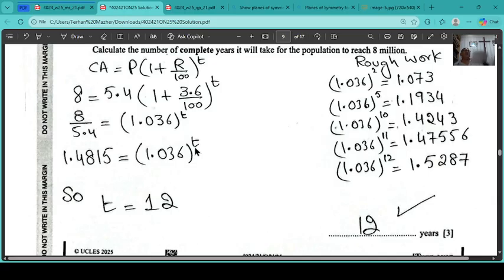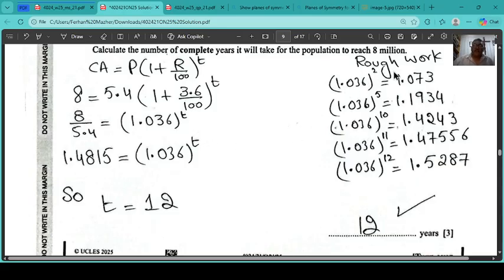I will put 2, I will put 3 power, 5 power, 10 power, 12 power, 13 power, and I will check when I get 1.4815. For example, you can see in my rough work here, I have tried some numbers. I wrote 1.036 raised to power 2. I am doing hit and trial for the value of the t.